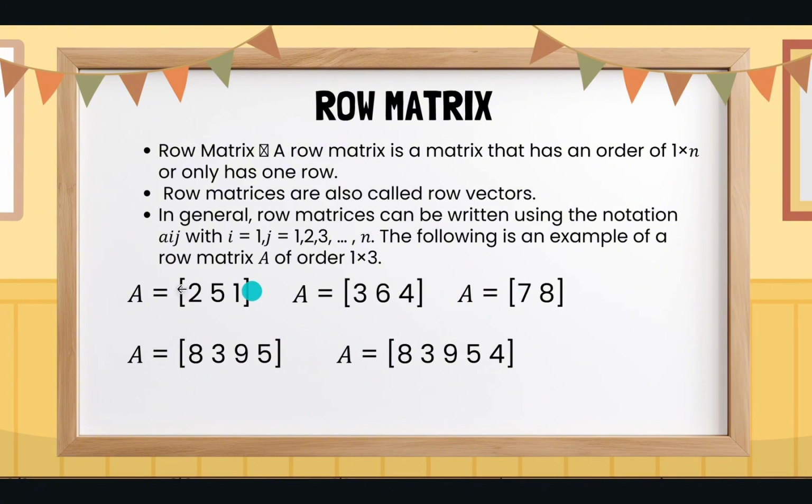For example, here we got A equal to 2 5 1. Because it's just a single line of numbers, we also often call this a row vector. You can see examples here like matrix A. For the first one that I already mentioned, and then the second one, A equal to 3 6 4, and then etc.